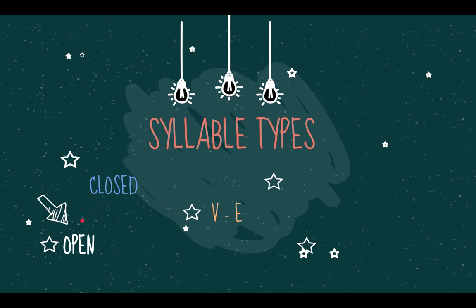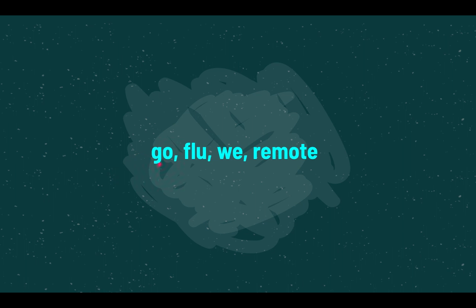We also learned about the open syllable type. These syllables have one vowel, and it's the last letter of the syllable. The vowel sound in an open syllable is long. It says its name. Here are some examples of open syllable types: go, flew, we, and the first syllable in the two-syllable word remote. We mark open syllables with an O.